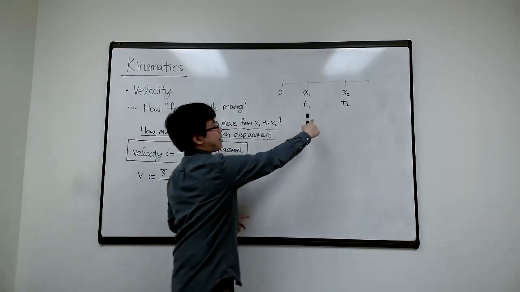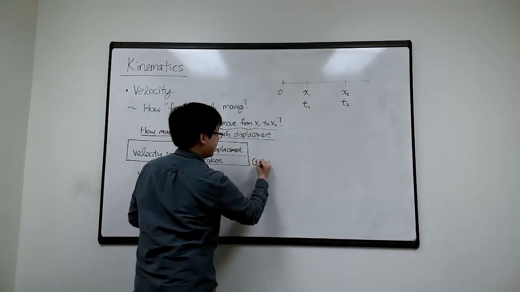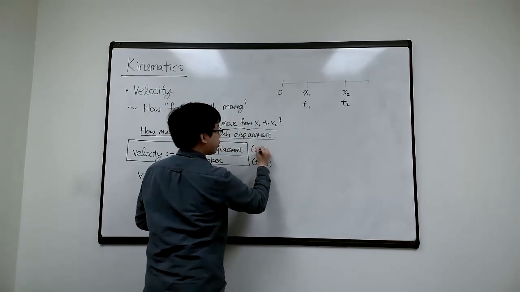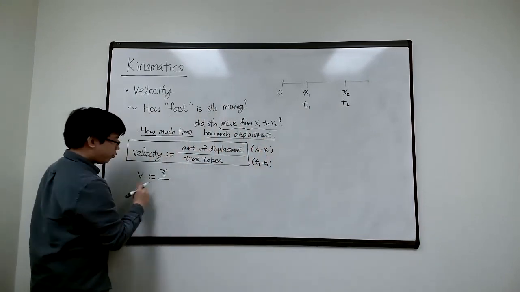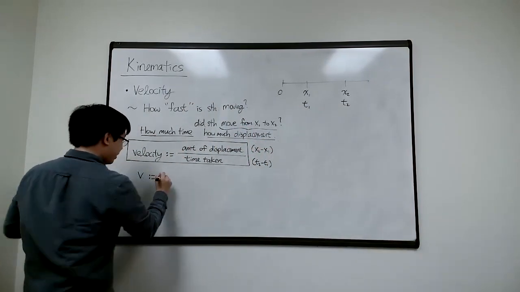So what's the time taken? So I need to subtract t1 from t2, right? So that's t2 minus t1. That's x2 minus x1. So I can write that as, let's actually do that.